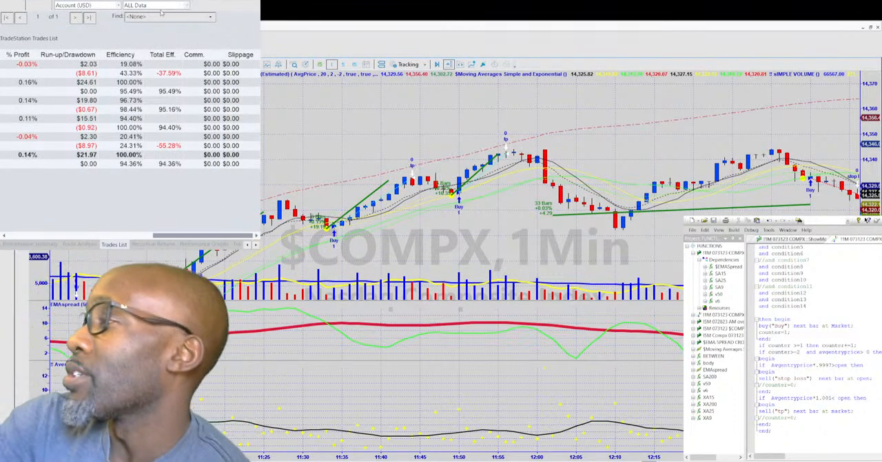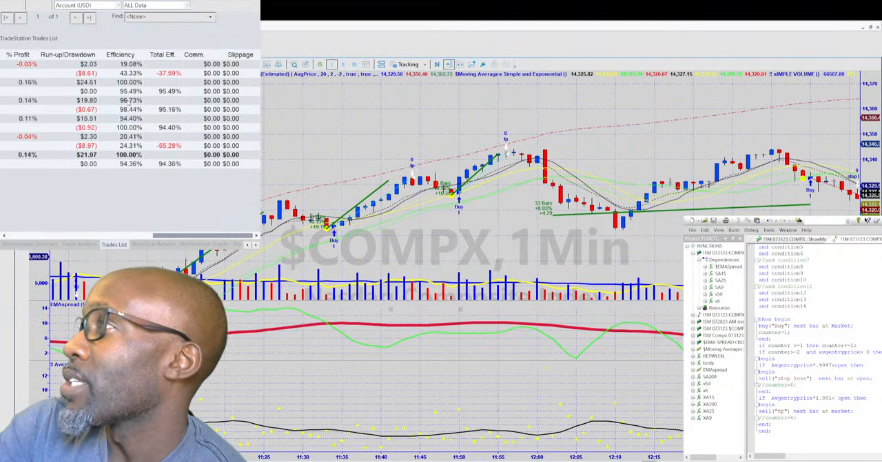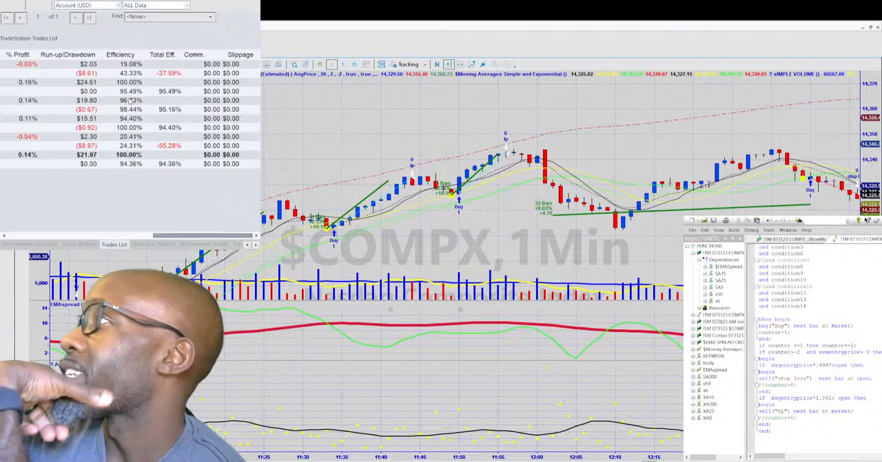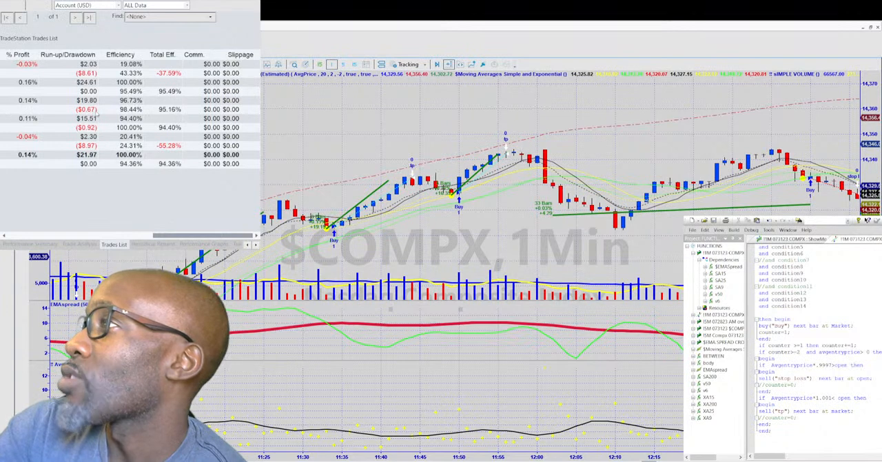Efficiency looks pretty good too. I'll have to go back and look, but obviously the efficiency here wasn't great because this was a losing trade, but on the trades that I did make, the efficiency is pretty high. So this one only had a 67-cent drawdown and it went up 19. This one had a 92-cent drawdown, went up 15.